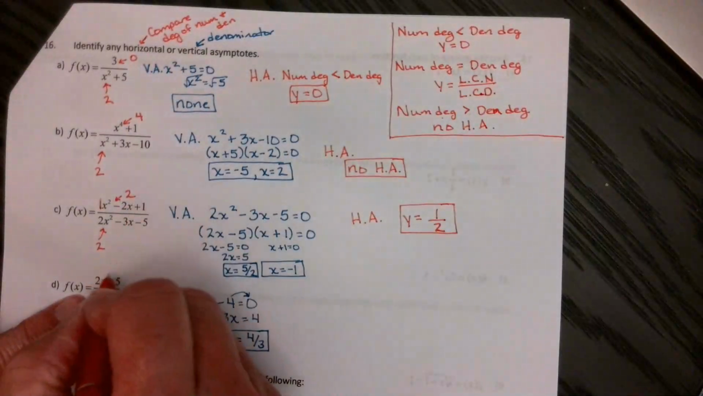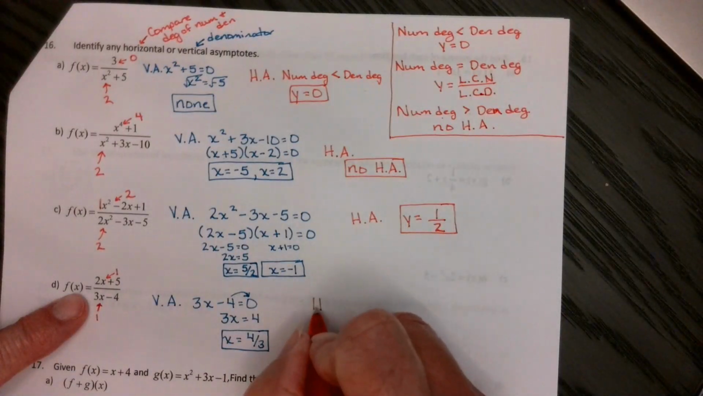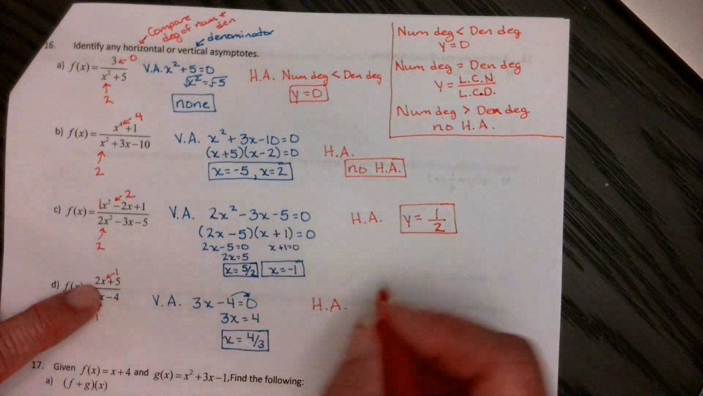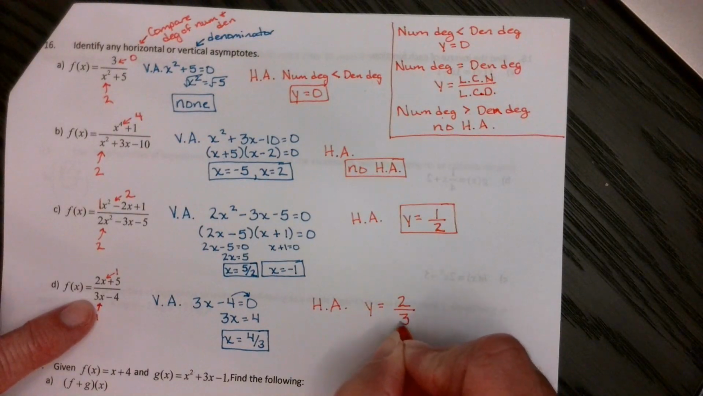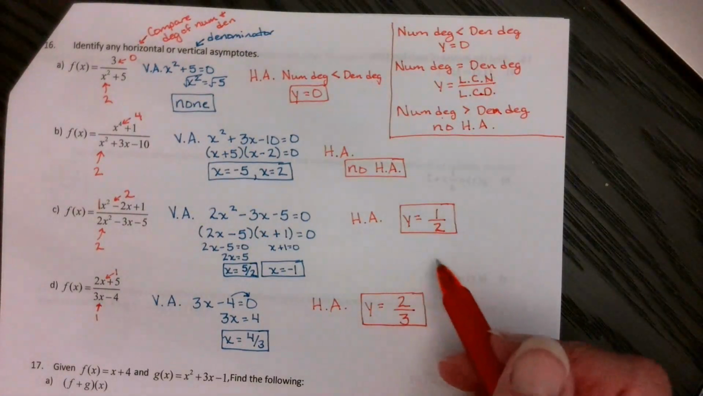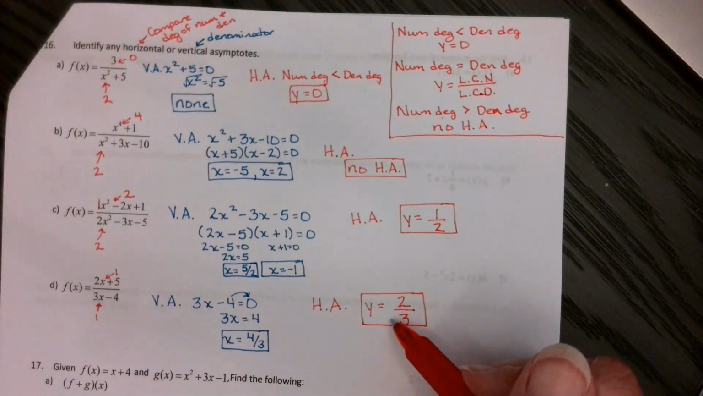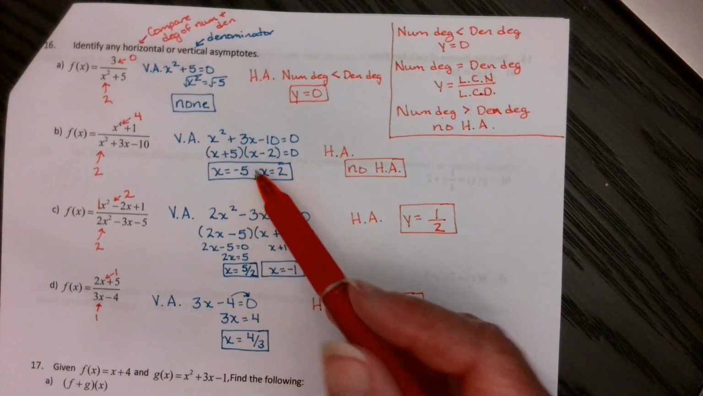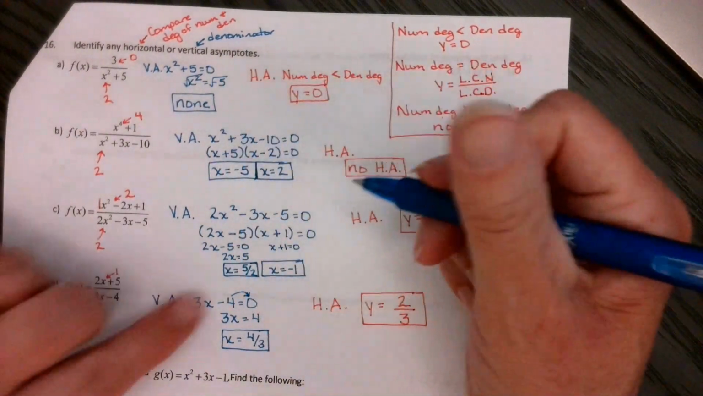And right here, degree of 1, degree of 1, they are equal. Again, when they are equal, it's the leading coefficient of the numerator, which is 2, over the leading coefficient of the denominator, which is 3. And again, these are imaginary lines, so you have to have the y equals. That is a horizontal line at 1/2, a horizontal line at 2/3. These are vertical lines, imaginary vertical lines, so make sure you have both of them.